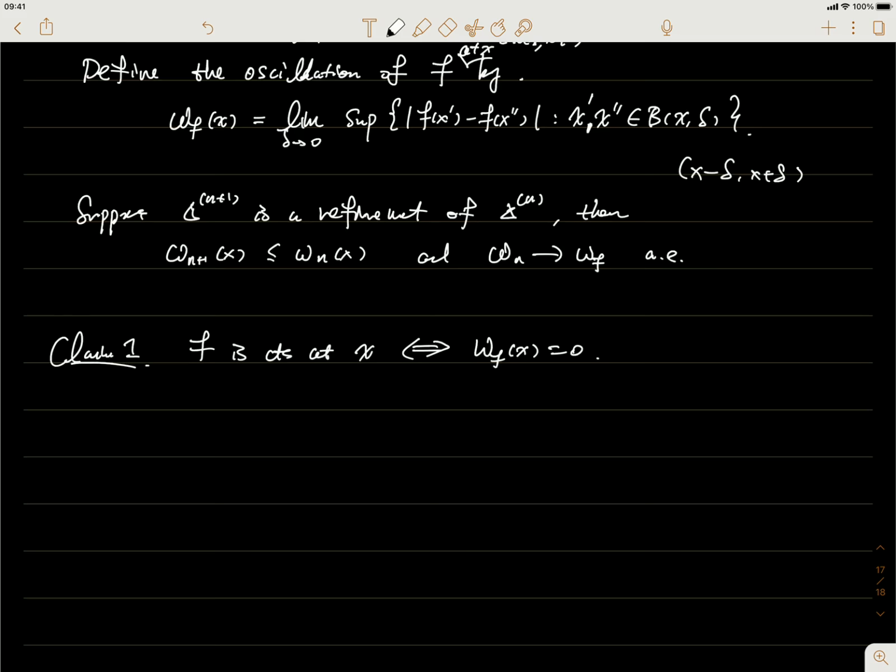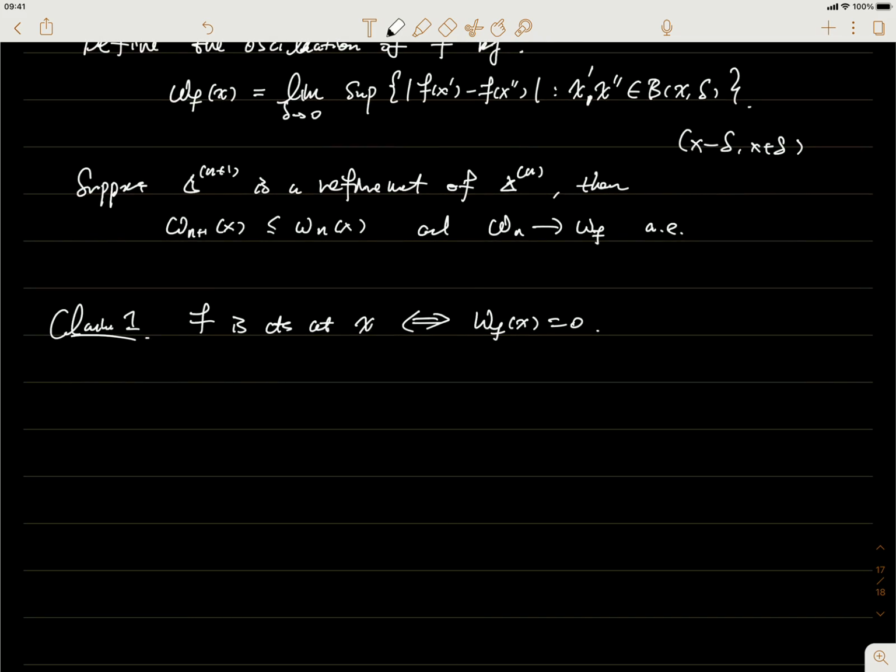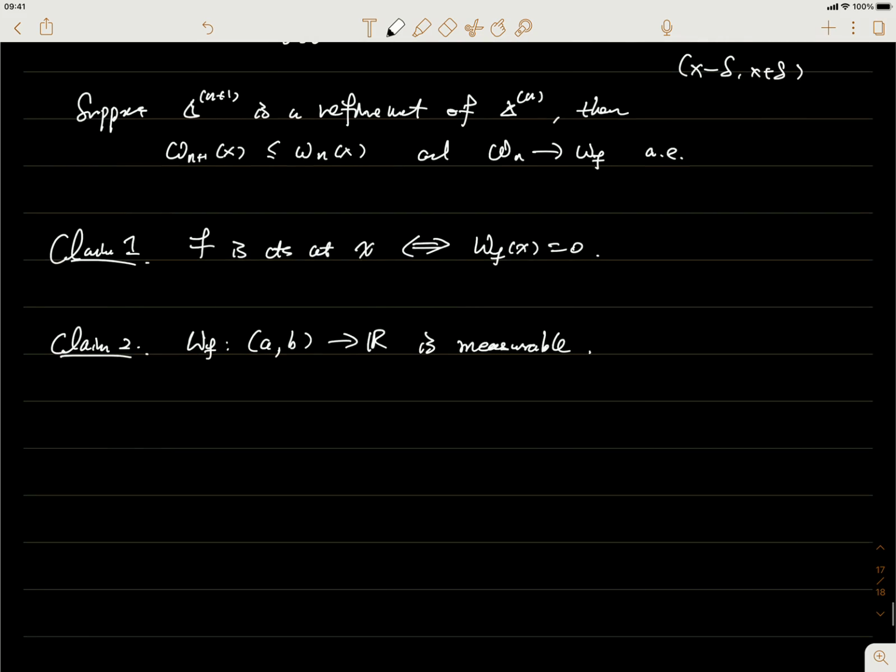The proof is pretty simple. I think you have probably seen this before in analysis, so I will not do it again. But I wrote the proof in the notes, so in case you forget it, you can just look at it. The second claim is more important. Here, I'm going to prove that Wf, if we restrict ourselves to the open interval, just for now, is a measurable function. Okay, this is the proof I'm going to give here because it's related to the Lebesgue measure that we learned before.